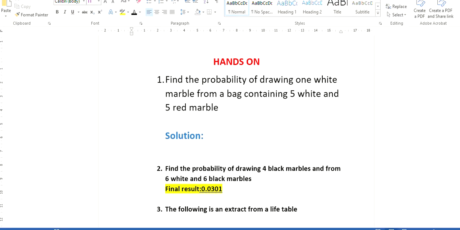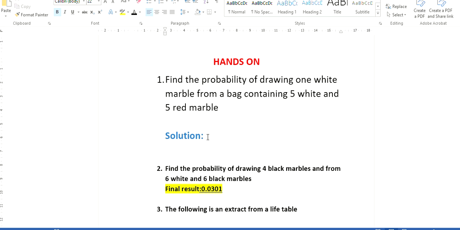After understanding the theoretical concepts, I felt it is better to solve a few problems which may appear as 5 or 2 marks questions. The problems will be like this. Find the probability of drawing one white marble from a bag of 5 white marbles and 5 red marbles. Let us write the solution for that.